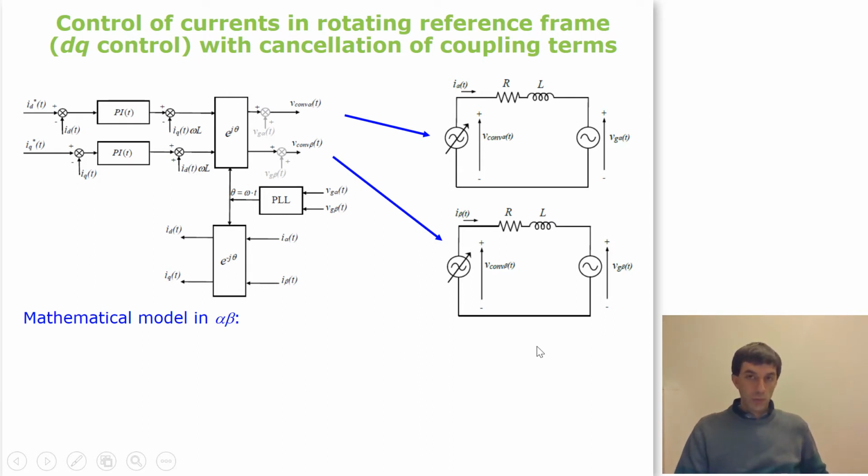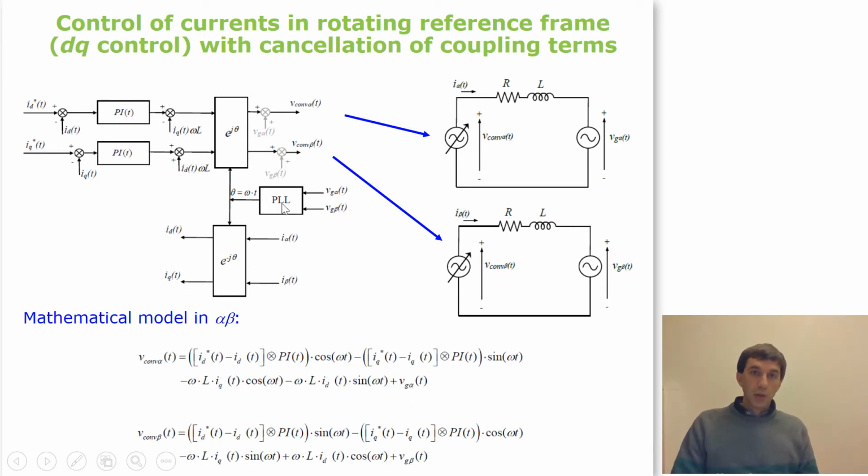Continuing with the analysis, let's go back to the DQ control with cancellation of the coupling terms, but now we are going to derive the mathematical model in alpha beta reference frame. In the previous slides we developed it in DQ frame, and now the objective is to obtain the mathematical expressions in alpha beta. If we develop the time domain expressions of this control, we obtain this equation for the alpha voltage of the converter, and this other expression for the beta voltage of the converter.